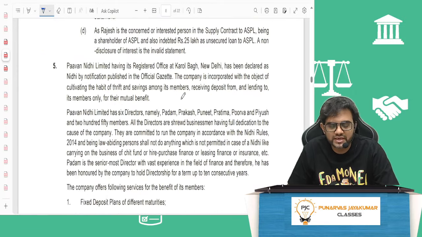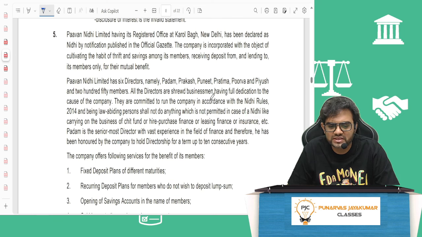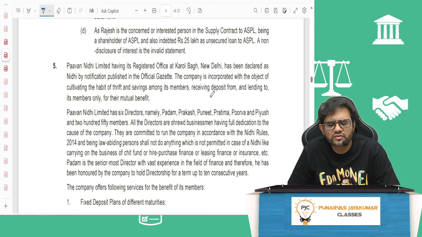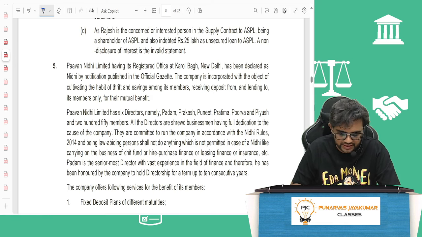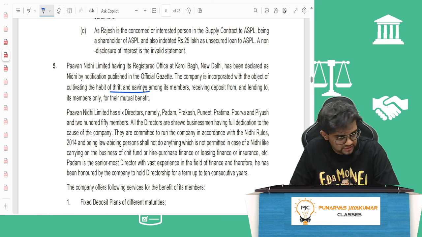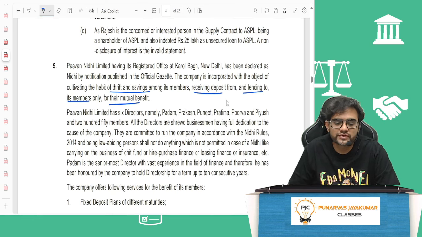Pawan Nidhi Limited has its registered office at Karol Bagh, New Delhi, and has been declared as a Nidhi by notification published in the official gazette. Till now, it had involved a lot of explanation. From now, it becomes very easy. Company is incorporated with the object of cultivating the habit of thrift and savings. Thrift means savings among its members. That's the objective of a Nidhi company anyway, to cultivate the habit of thrift, receiving deposits from and lending to its members only for their mutual benefit.